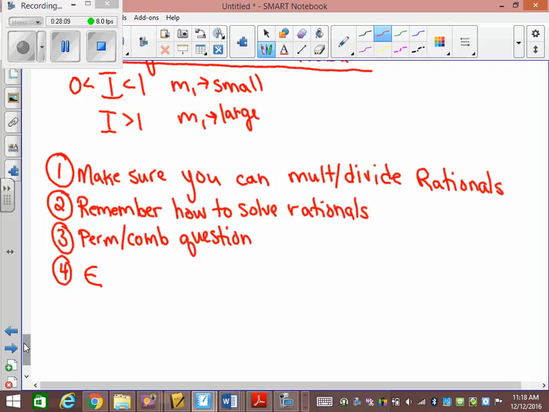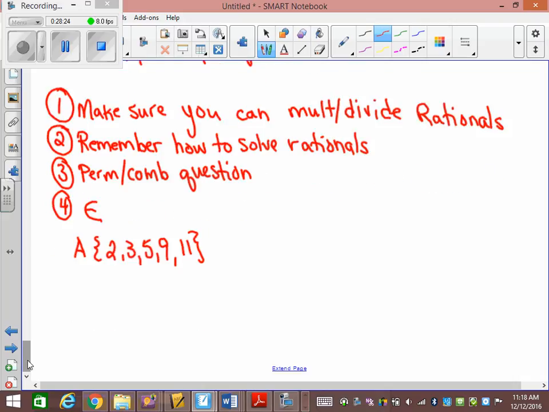An element of, right? This means an element of, okay? So if I gave you set A is 2, 3, 5, 9, 11. Would this be true or not true? That's untrue. How could I write it so that it was true? 7 is not an element of A. Other thing, what's this symbol? So this means element of.